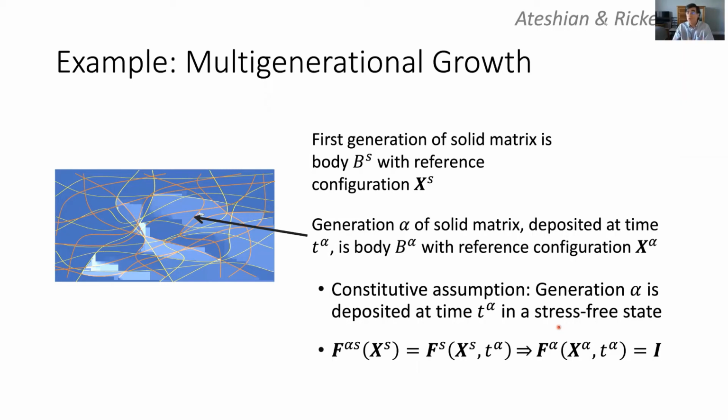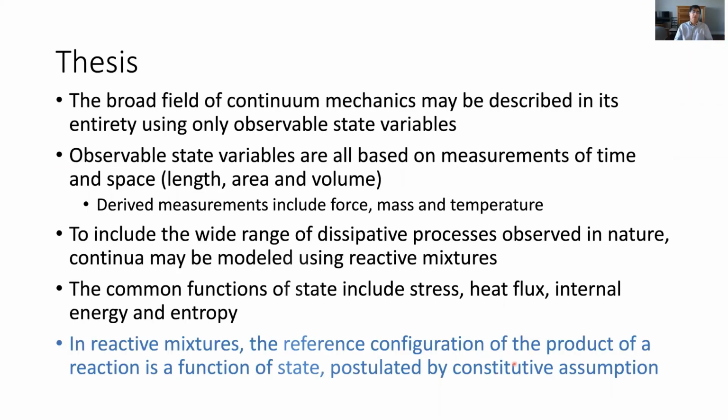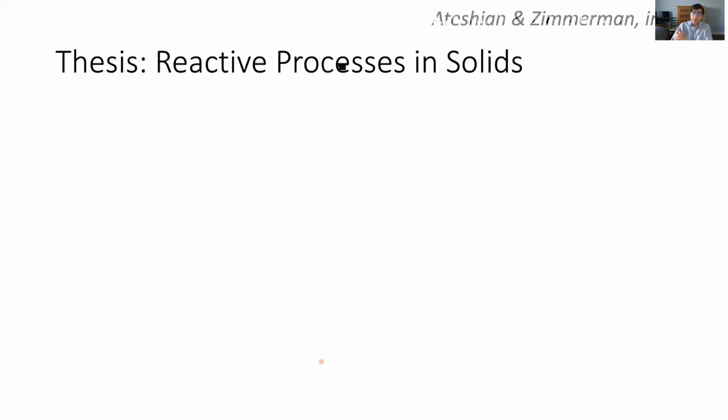You cannot observe it. Once you propose it, then you can say, oh, okay, then I can use the deformation gradient in the current configuration to figure out the mapping. But that's only possible once you have adopted the constitutive relation. Okay, so now back to the thesis. I'm not going to go point by point. Hopefully you understand better what I meant by the reference configuration of the product of a reaction is a function of state.